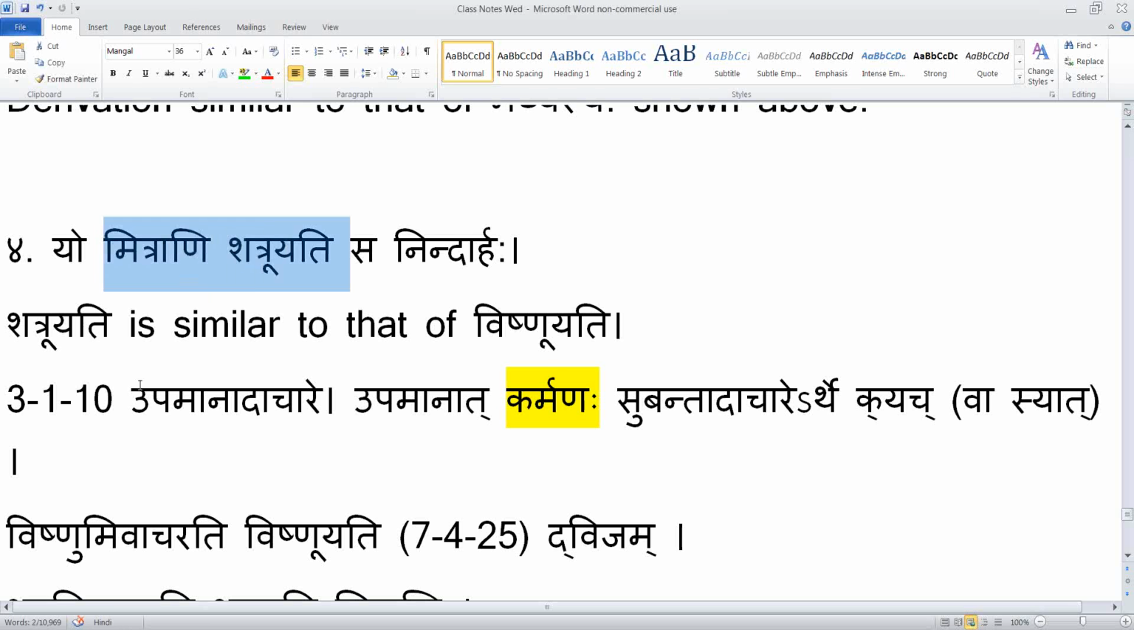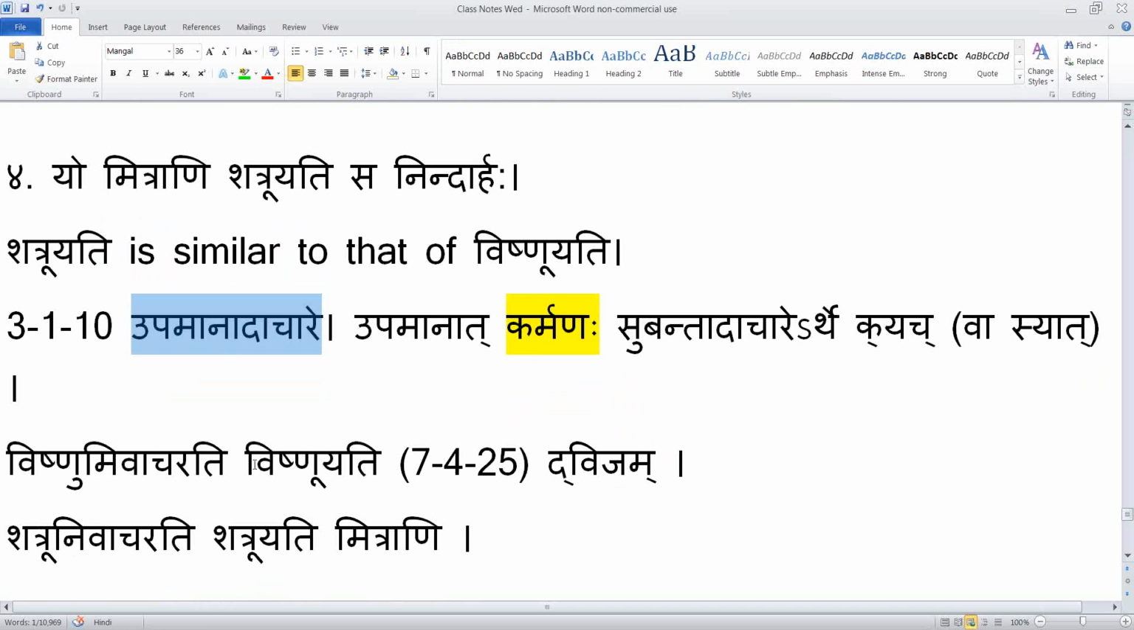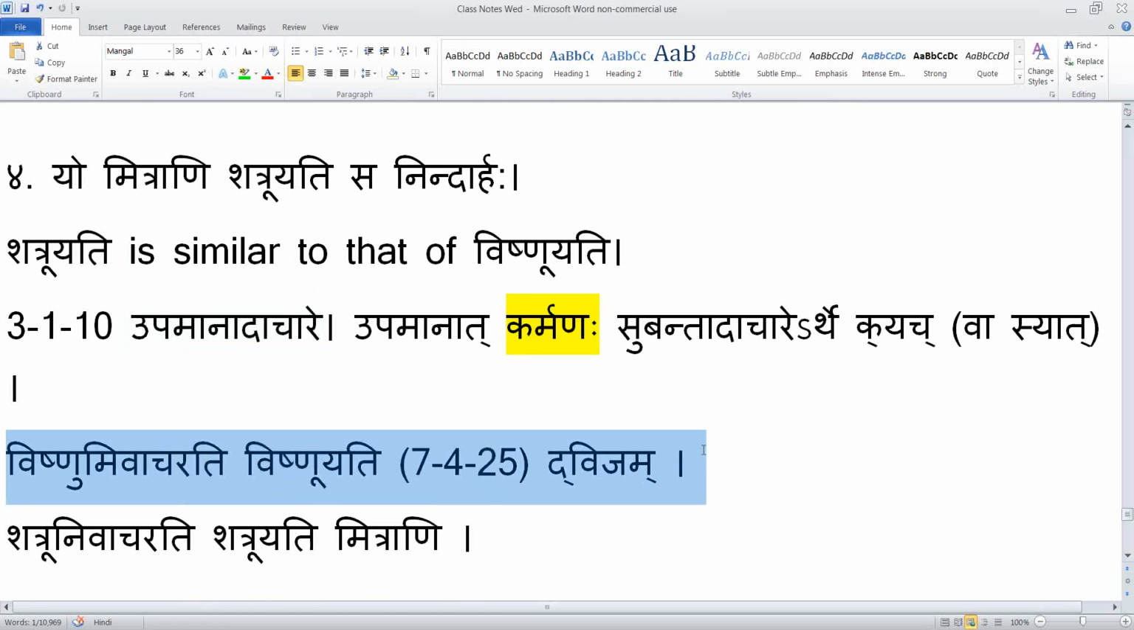So upamanad achari, upamanad karmanaha, subantad achari arte kyach vasyat. So the prakriya is the same. Vishnumiva acharati dvijam, Vishnuyati dvijam. He treats the priest like he is Vishnu himself. So Shatruniva acharati, Shatruyati mitrani. So once you have the pratyaya kyach, then this same thing.